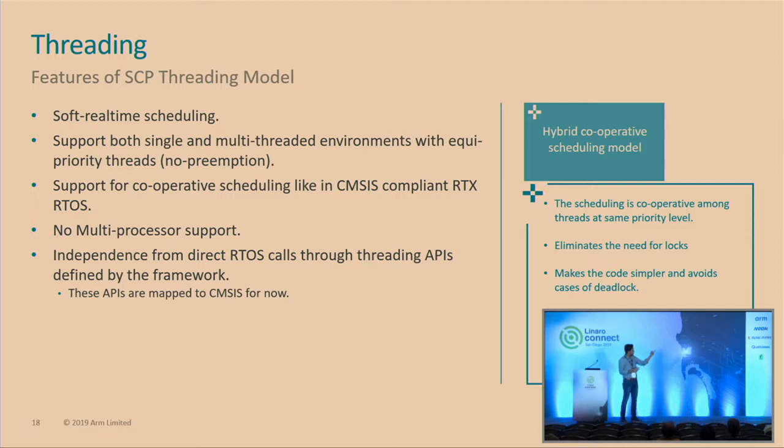And the fourth thing is that there's independence from direct RTOS calls. We have threading APIs that are mapped to CMSIS for now, but if you are insistent on implementing multi-threading and you have your own RTOS, you can just map those APIs to your own RTOS-specific APIs, and you're good to go.